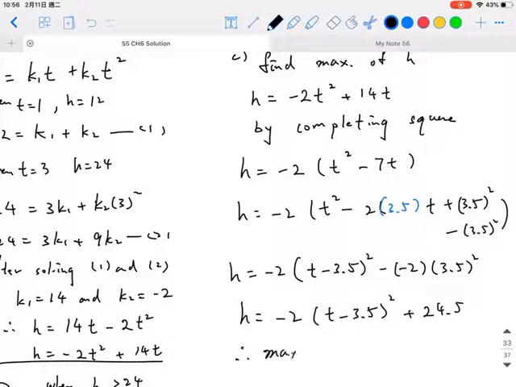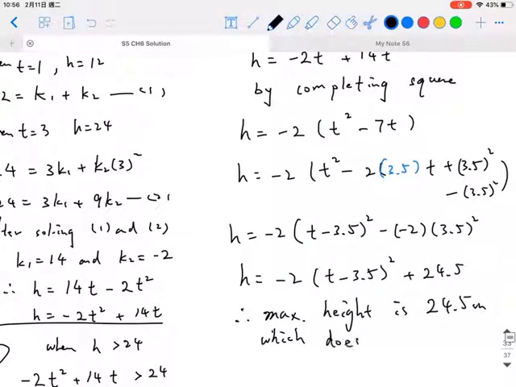So maximum height is 24.5 meter, which does not exceed 25 meters. Okay, that's the end of question number 3.